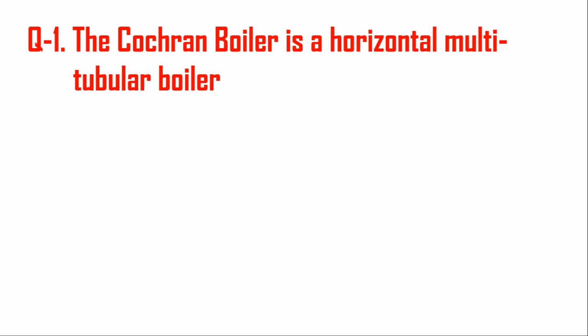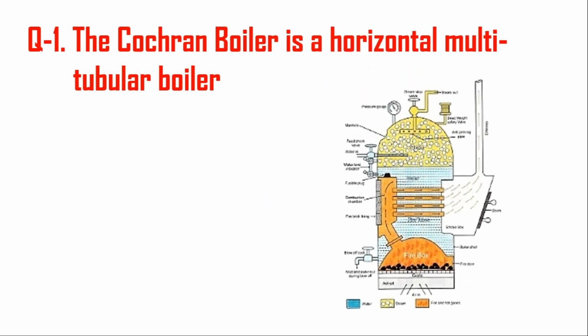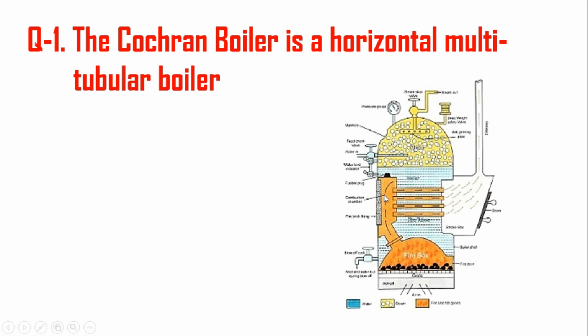The Cochrane boiler is a horizontal multi-tubular boiler. This is the schematic diagram of the Cochrane boiler. It is a vertical boiler, but here you can see that the position of the tubes is horizontal. So the Cochrane boiler is a horizontal multi-tubular boiler.